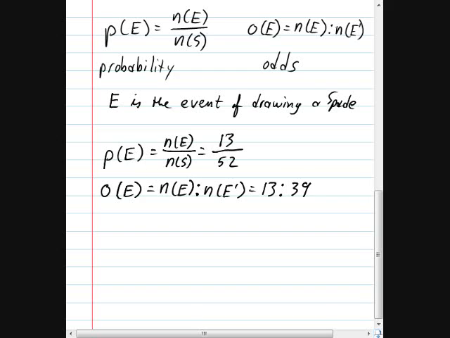You can reduce odds similar to the way that you reduce fractions. So 13 to 39 odds is equivalent to 1 to 3 odds. Note that probability and odds really do provide equivalent information. If you know one, you can always find the other.